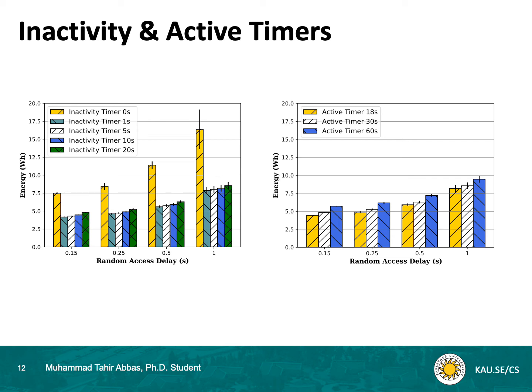However, the graph on the right shows the energy consumption for different active timers. And we can see that changing the active timer from 60 to 30 seconds marginally impacts energy. And this energy efficiency comes from the eDRX cycles during the active timer.